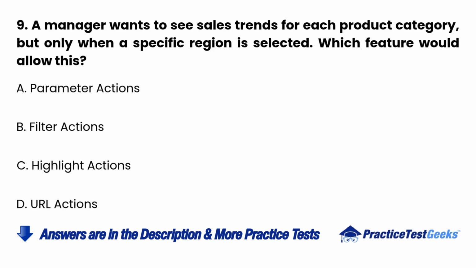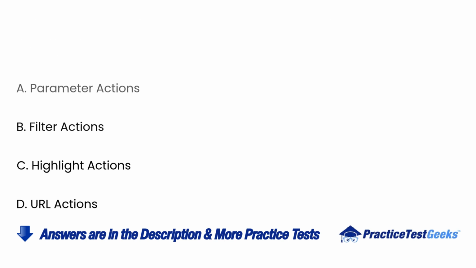9. A manager wants to see sales trends for each product category, but only when a specific region is selected. Which feature would allow this? A. Parameter actions. B. Filter actions. C. Highlight actions. D. URL actions.